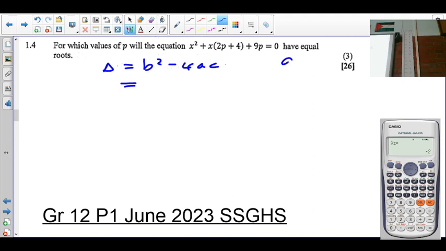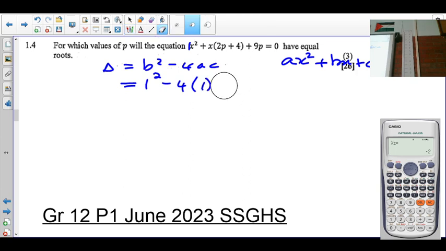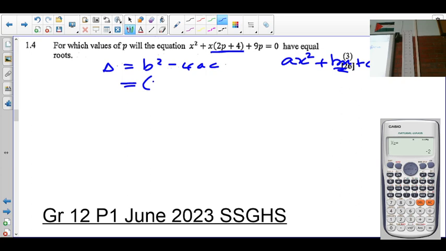Now, in standard form, we extract the value for a, the value for b, and the value for c. So the value for a, or the coefficient of x squared, is 1. So it's going to be 1 squared minus 4. Your a is again 1, and, no, it's b squared, sorry. Okay, my mistake there. Your coefficient of x is b. So it's going to be 2p plus 4 squared minus 4. Your a value, of course, is 1, and your c value is 9p.